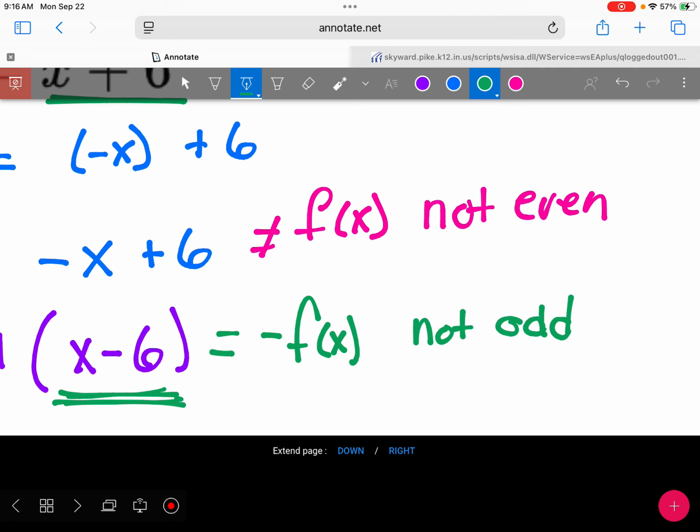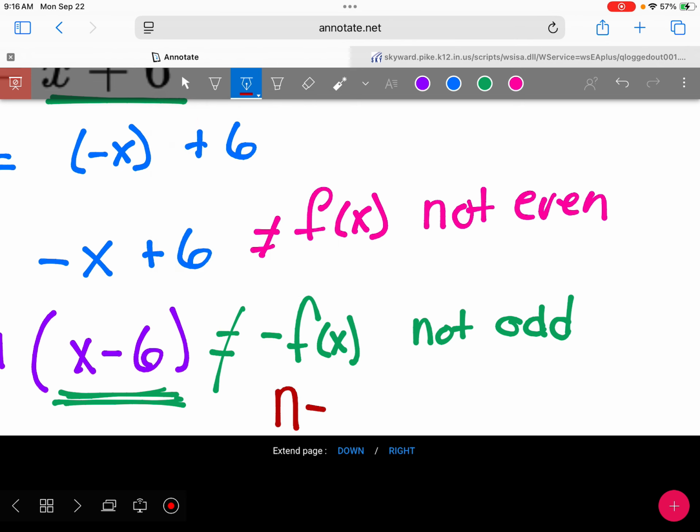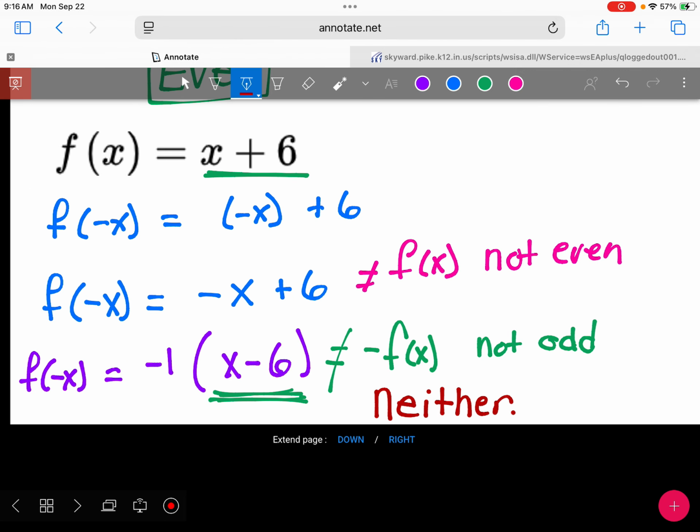If it equals f of x, we're even. If it equals minus f of x, it's odd. If it doesn't equal either, then it's neither. Neither is an absolutely valid answer. So if we get exactly what we started with, it's even. If we get negative 1 times our original function, it's odd. If we get neither, it's neither.